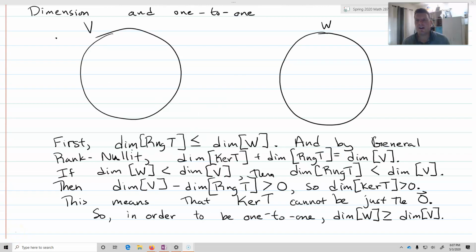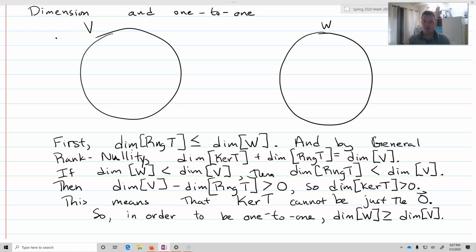Now let's talk about a very special set of concepts, and that is how the dimensions of our domain and our codomain are related to being 1 to 1. It has to do with the size of each one of the spaces. First, let's say the dimension of W is less than the dimension of V. By general rank-nullity, the dimension of the kernel of T plus the dimension of the range of T is going to equal the dimension of V.